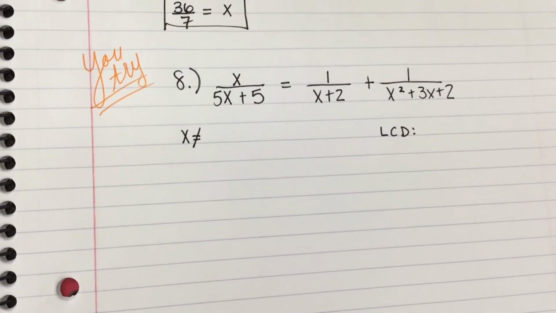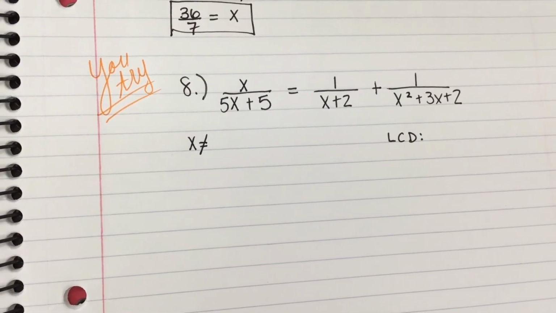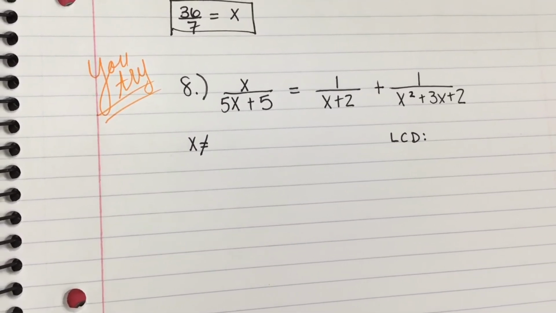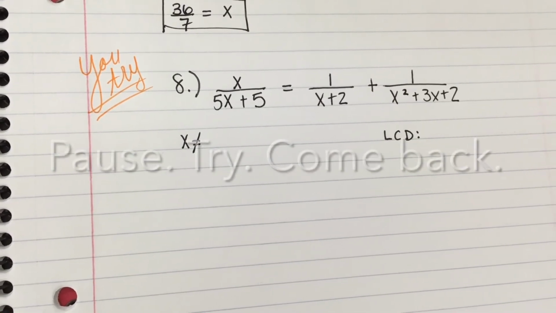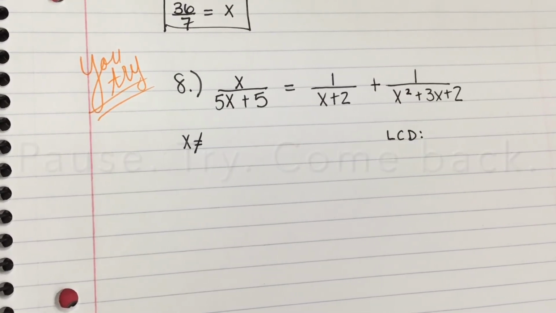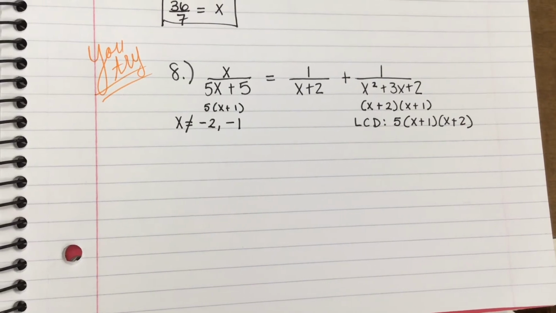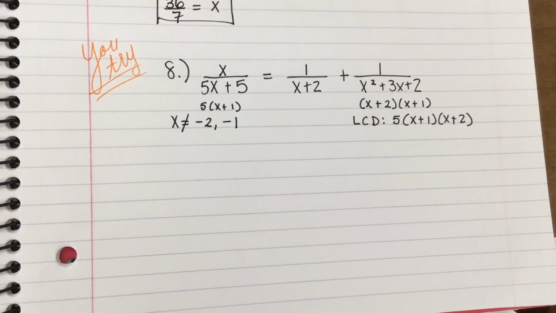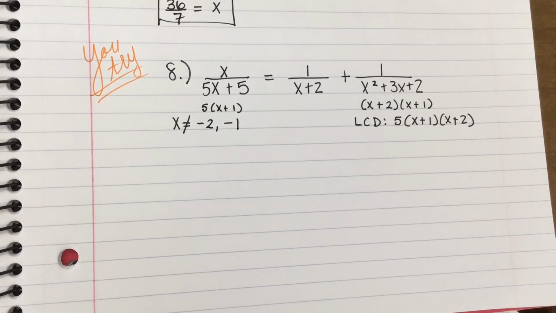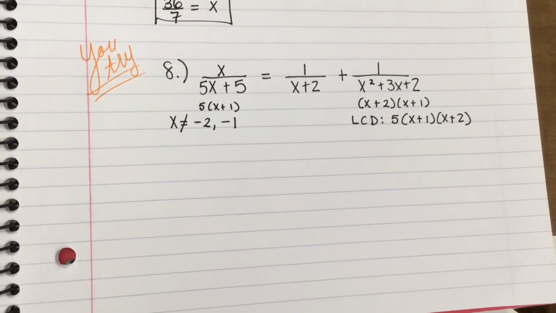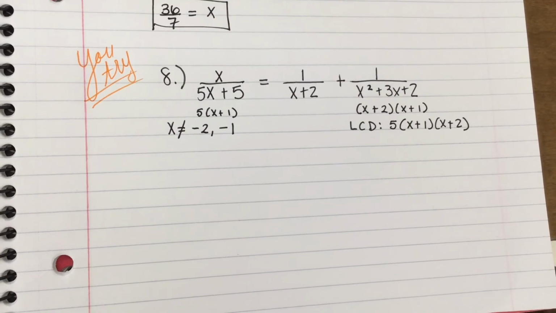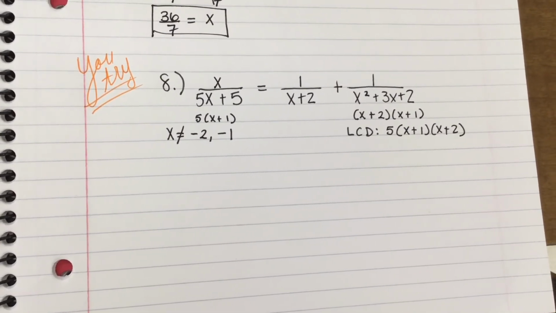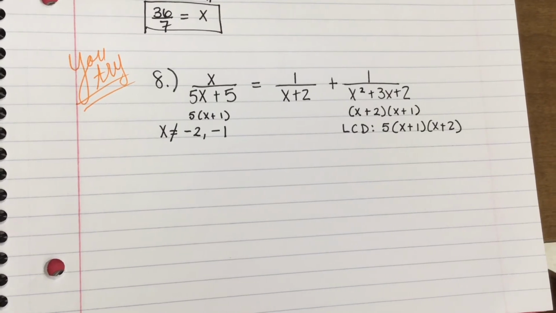Here is another one to try. See if you can factor anything in the denominators, find the restrictions, and find the least common denominator. Pause it, try it, come back when you're done. That first denominator, you can factor out a 5, and that last denominator factors into x plus 2 times x plus 1. So in my least common denominator, I have to include that 5, the x plus 1, and the x plus 2. 5 does not give me a restriction, only x plus 1 and x plus 2 give me a restriction.